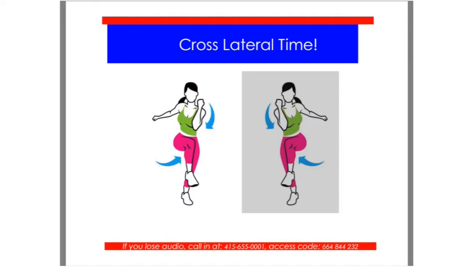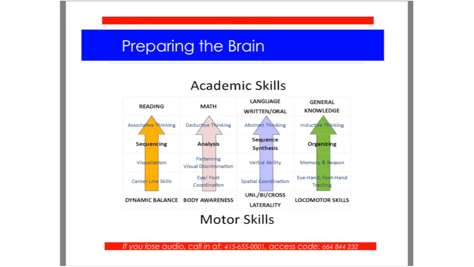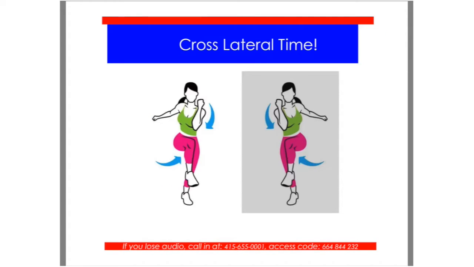There are lots of other ways to do it. You can just do a simple hand to the opposite knee. You could also do opposite hand to opposite elbow. Anything that's crossing that midline is going to prep the brain for learning. And if you looked at the slide before, I'll go back real quick, you'll notice that cross-lateral activities connect really well to language, written and oral. So when we're getting ready to do an activity for language arts, might be a great time to do some cross crawls.